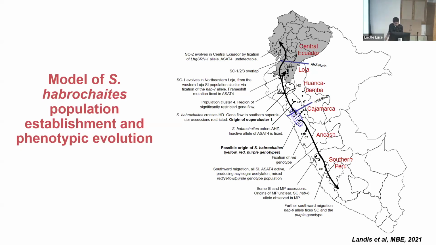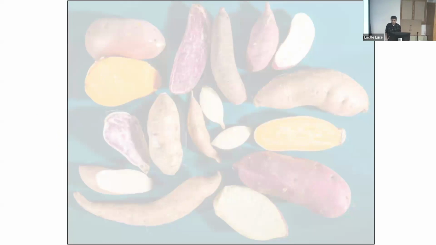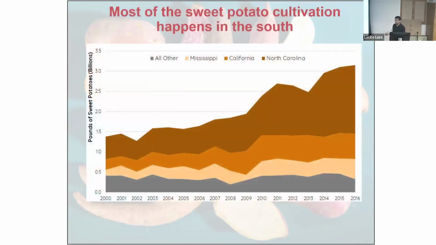All right. So now I'm going to shift gears and talk about how all of this metabolic diversity and diversification, and our understanding of the genes, can be applied for improvement of agriculture. We are working on sweet potatoes as one of the major projects in the lab. And you might wonder why sweet potatoes? Because sweet potatoes is not really grown here.